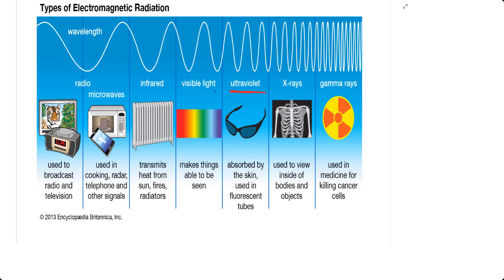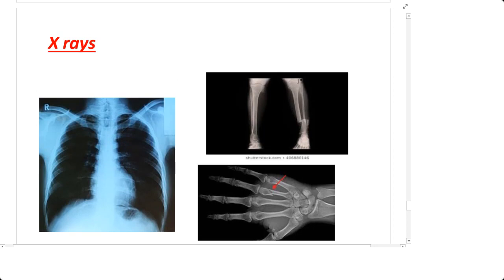It's useful. We need it in a small amount to form vitamin D, which is needed for healthy bones and teeth. So we have to be exposed to some ultraviolet rays, which form vitamin D, very useful for our bones and our teeth. But remember, too much exposure to it causes burnt skin and skin cancer.